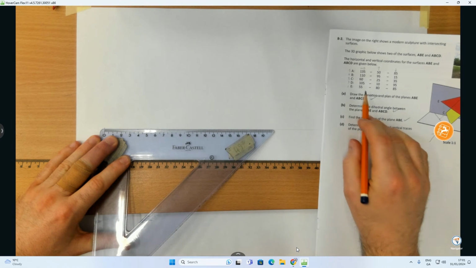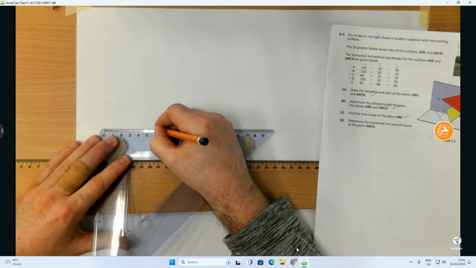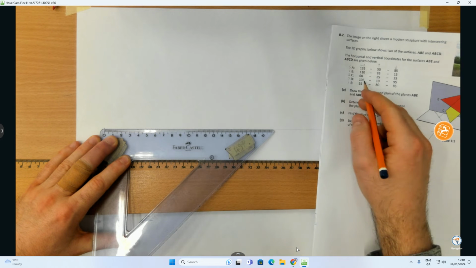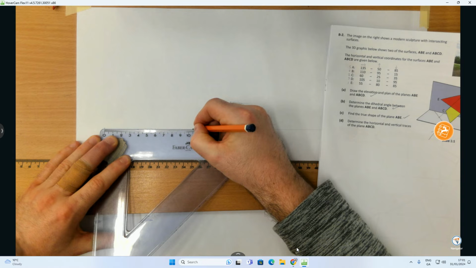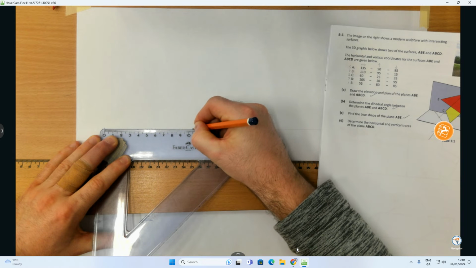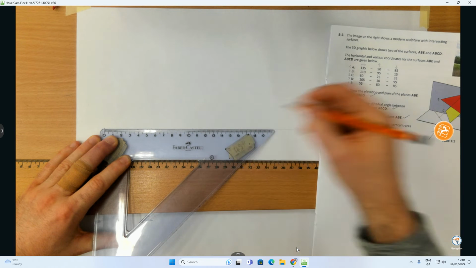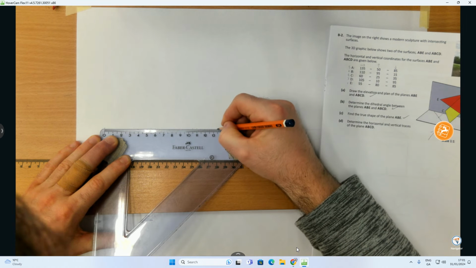The next one is 60, so keeping my set square steady, 60. The third one is 105, so 10.5 centimeters. The next one is 110, so it's 11 centimeters. And then the last one is 135.